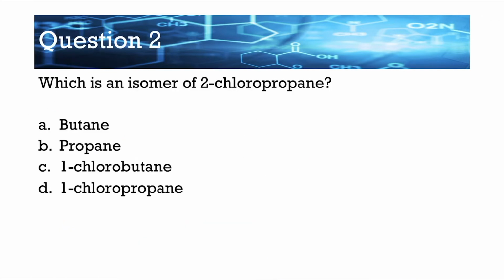Number 2 says which is an isomer of 2-chloropropane. So what you should focus on is that 2. Remember, that 2 is the location of where that chlorine is. So if you wanted to make an isomer of that, all you need to do is just move that location, okay? You don't want to change the number of carbons. You don't want to change the type of bond. You don't want to get rid of the chlorine.